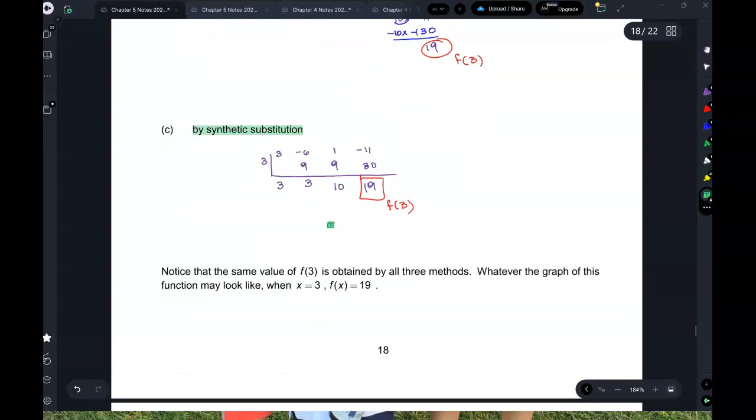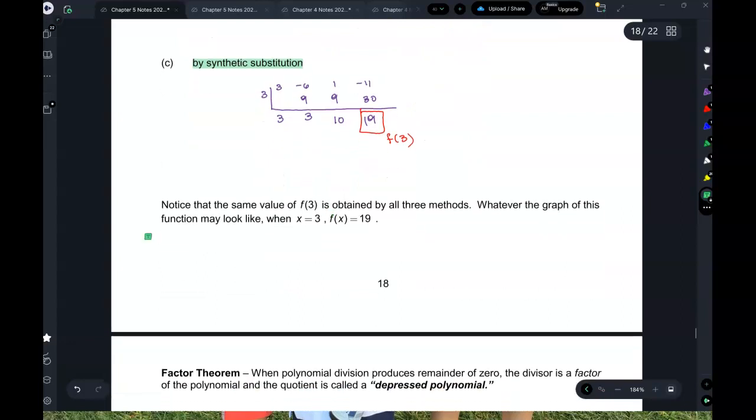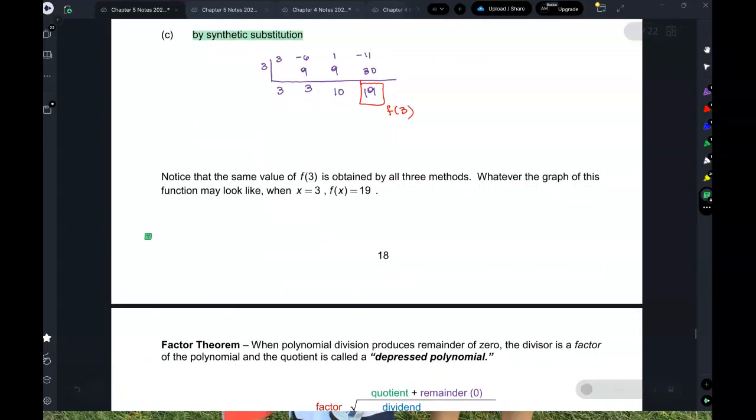Okay? All right. So we don't know what the graph of this looks like, but we know when x equals 3, f of x is going to equal 19. Okay? So I don't know what the graph looks like, but at x equals 3, y is 19. That's what I know. Okay?